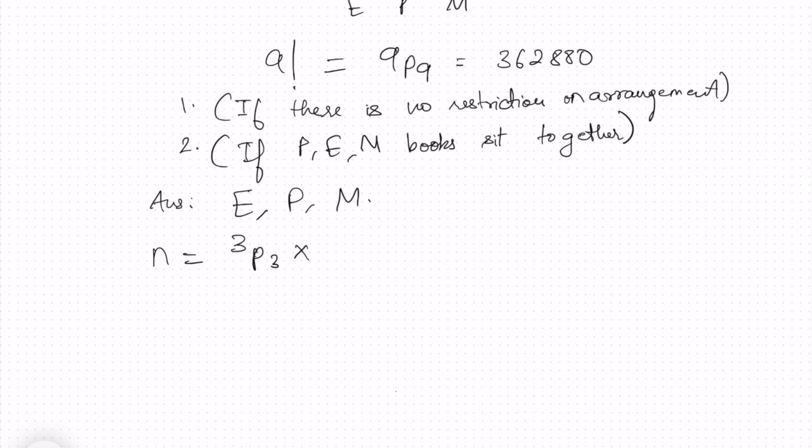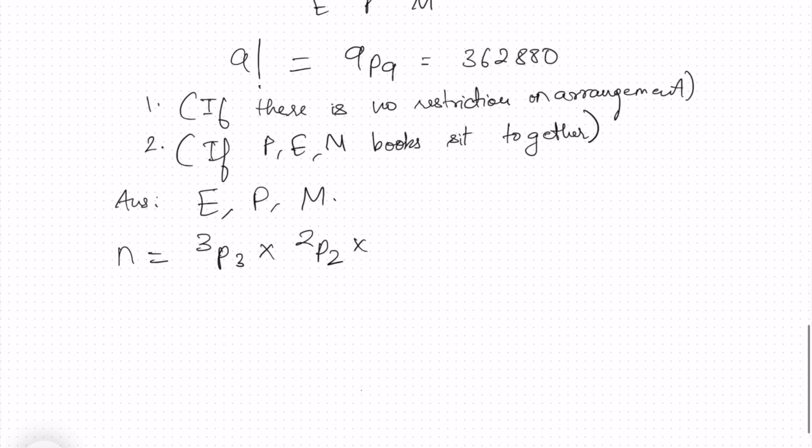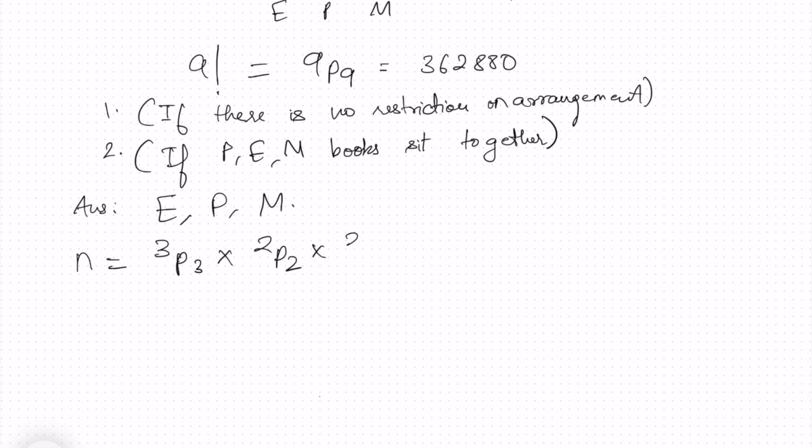So those two English books, the arrangement of those two books also matters. Since we have two English books and we have to arrange them in two places, 2P2. Since we have three physics books, to arrange them in three places, 3P3, and four maths books, so 4P4. So this is 3 factorial into 2 factorial into 3 factorial into 4 factorial.